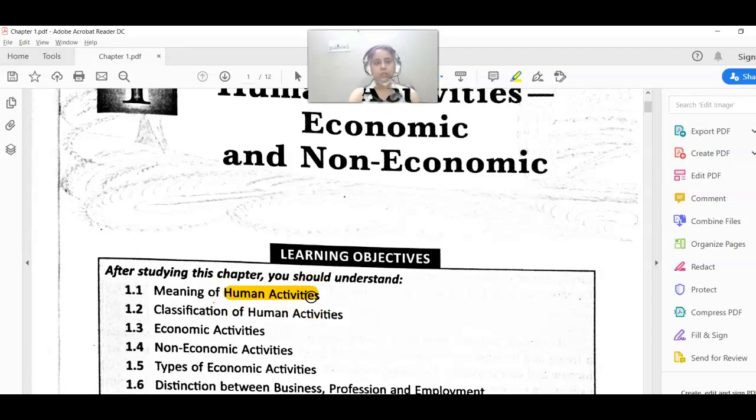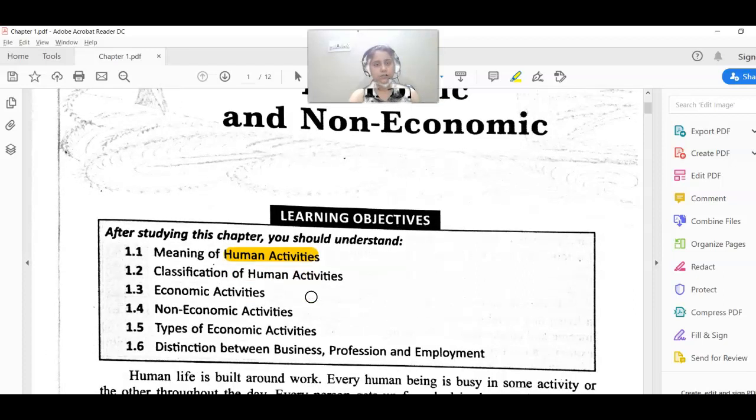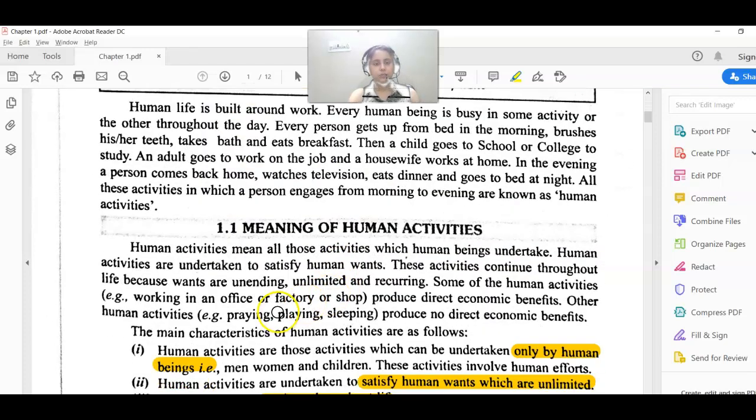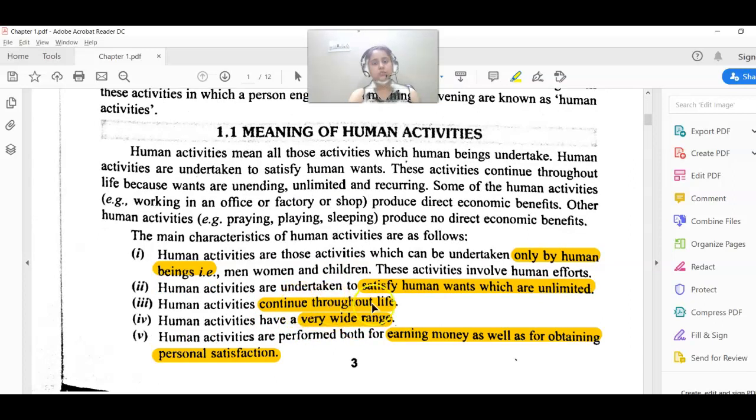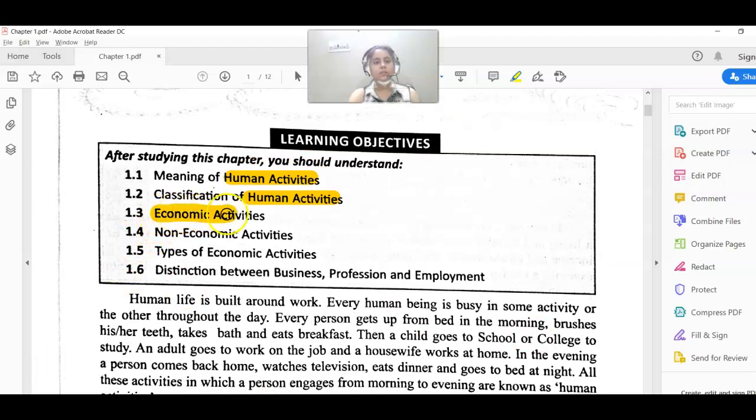Human activities are the activity which I'm recording right now. It's a human activity. You are listening to it. It's an economic activity. Both of us are doing a non-economic activity. No one is earning money out of it. It is done by humans, it is endless, it recurs, it is to satisfy human wants. It is continued throughout life, it's very wide. It could be because we want to earn money, or we want to obtain personal satisfaction. Now economic activity, very important in these two is the objective why we are doing it. We do an economic activity to earn money, wealth. We do a non-economic activity because of our own satisfaction and love.